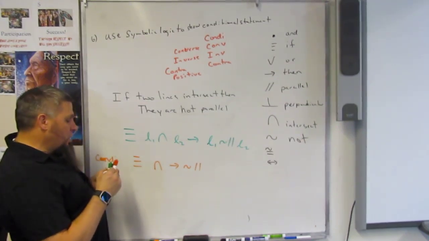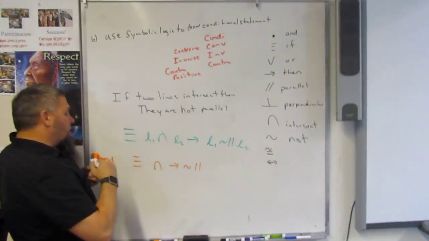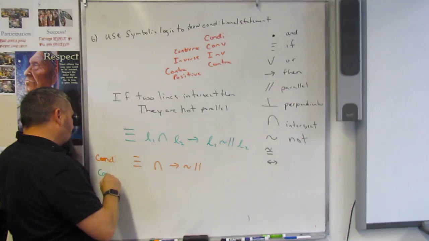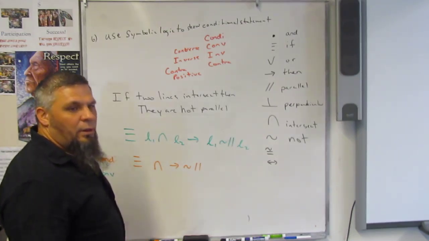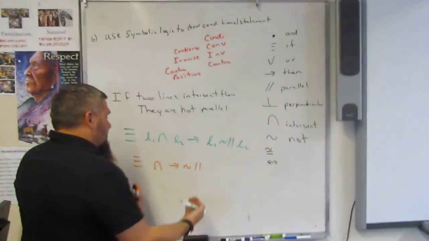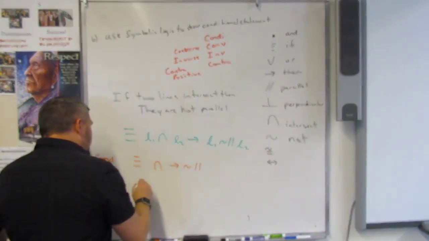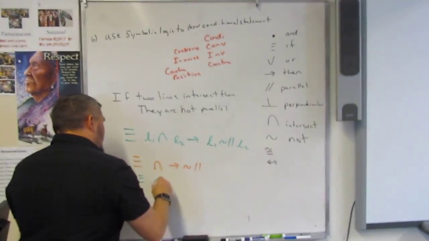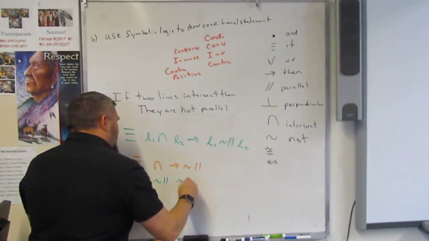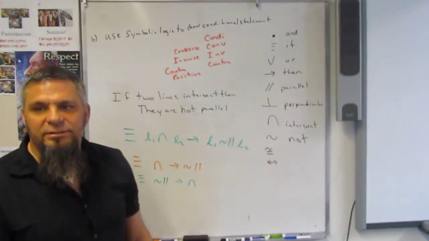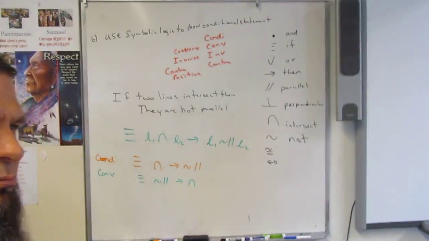So what I want to know is, what is the converse? The converse is when we flip these two. That's all we do. If they're not parallel, then they intersect.